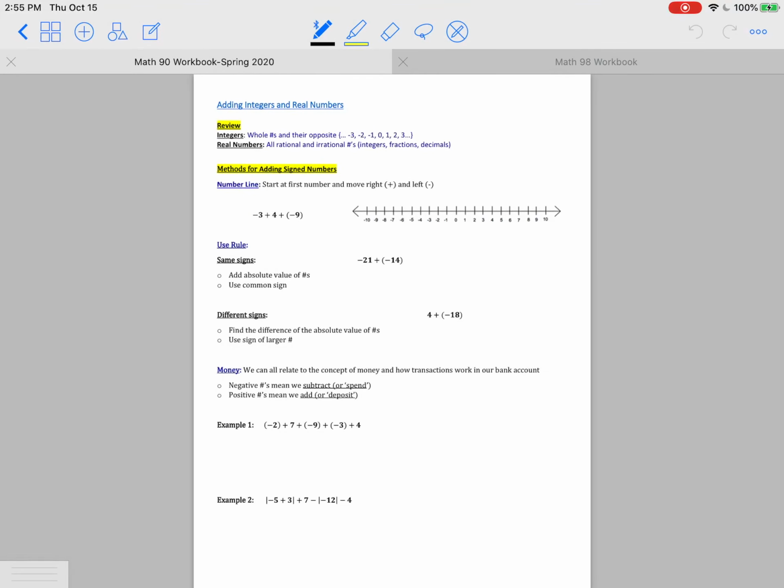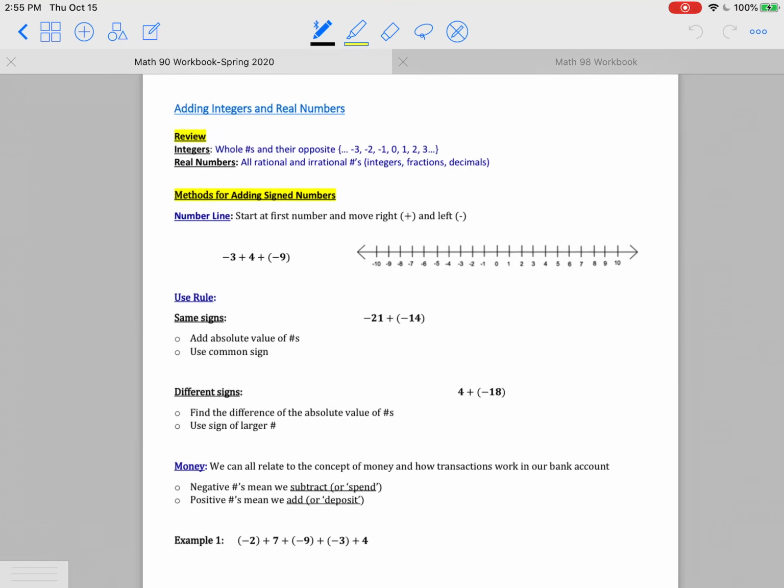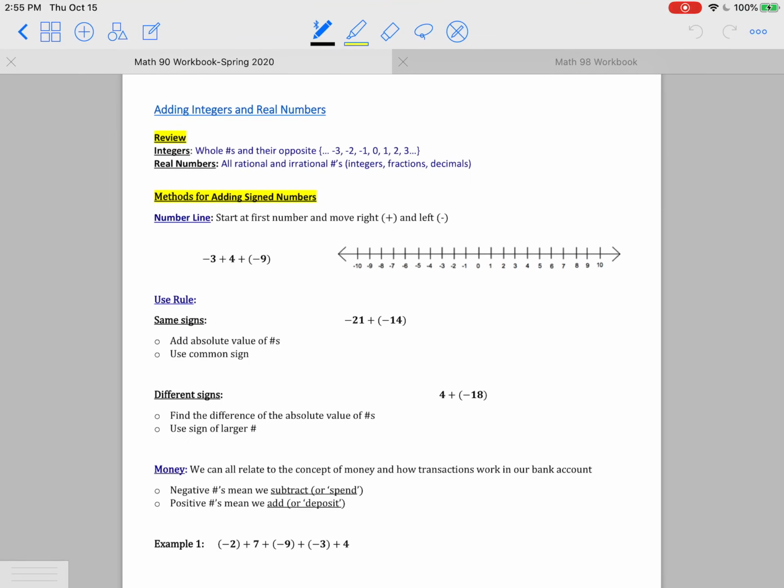Hello again. So we are back, and this time we're going to be talking about adding integers and real numbers. All right, guys, let's do a little bit of review here.